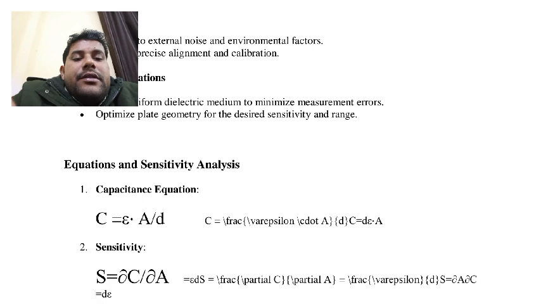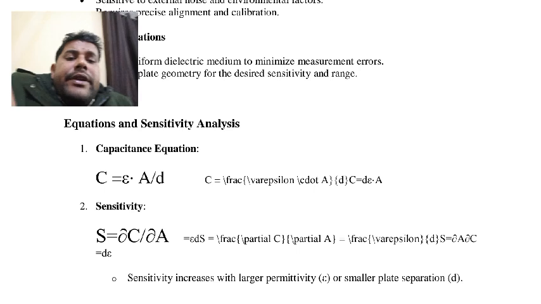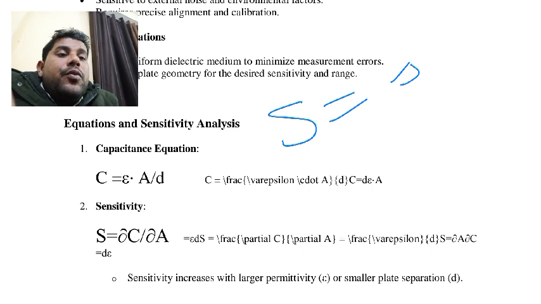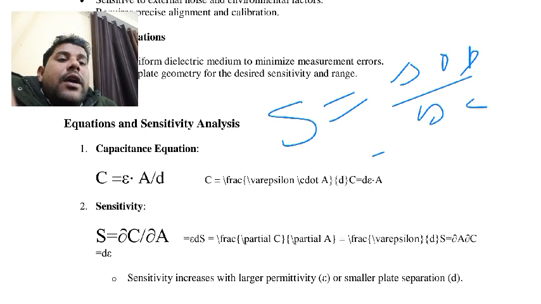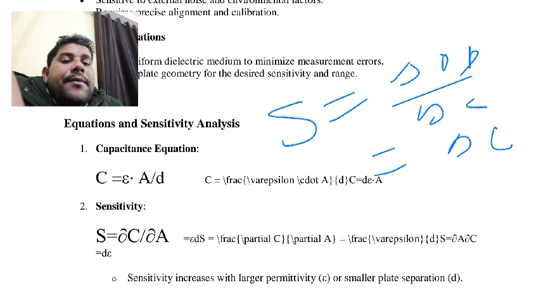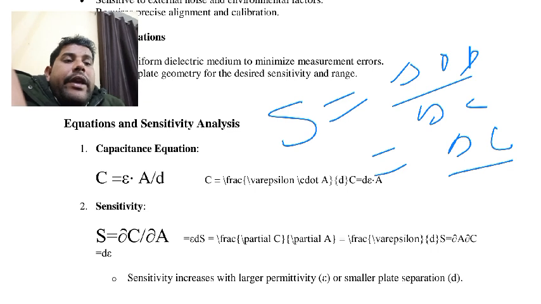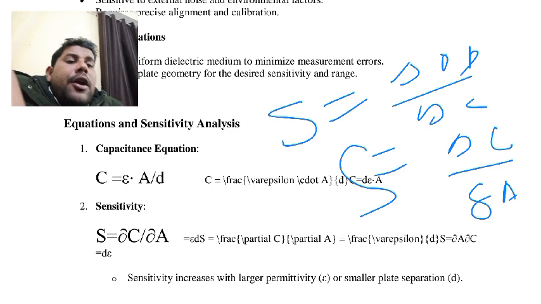So, sensitivity calculation. We know sensitivity is the change in output by change in input. What is the output here? In this case the output is the change in capacitance, delta C. What is the input when we are using the variable area? A change in area, delta A. So this is the sensitivity.